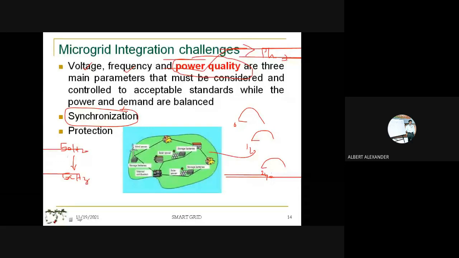I want to ensure this, because most of the time the frequency may not be appropriate. I want to make the frequency appropriate. How to make the frequency appropriate? With the help of power electronic converters. How to do it with the help of the power electronic converters?